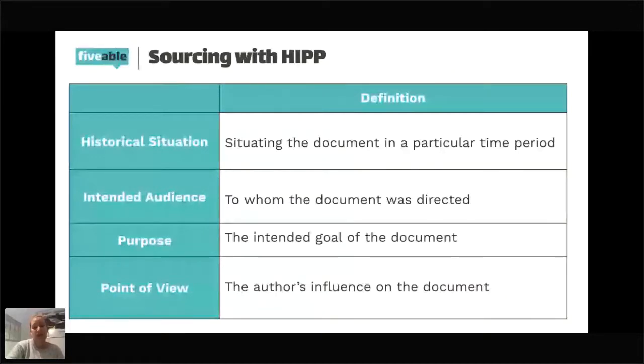Don't make life really hard on yourself. If the point of view isn't glaringly obvious, then go with something else. A little bit of an overview of these four terms.